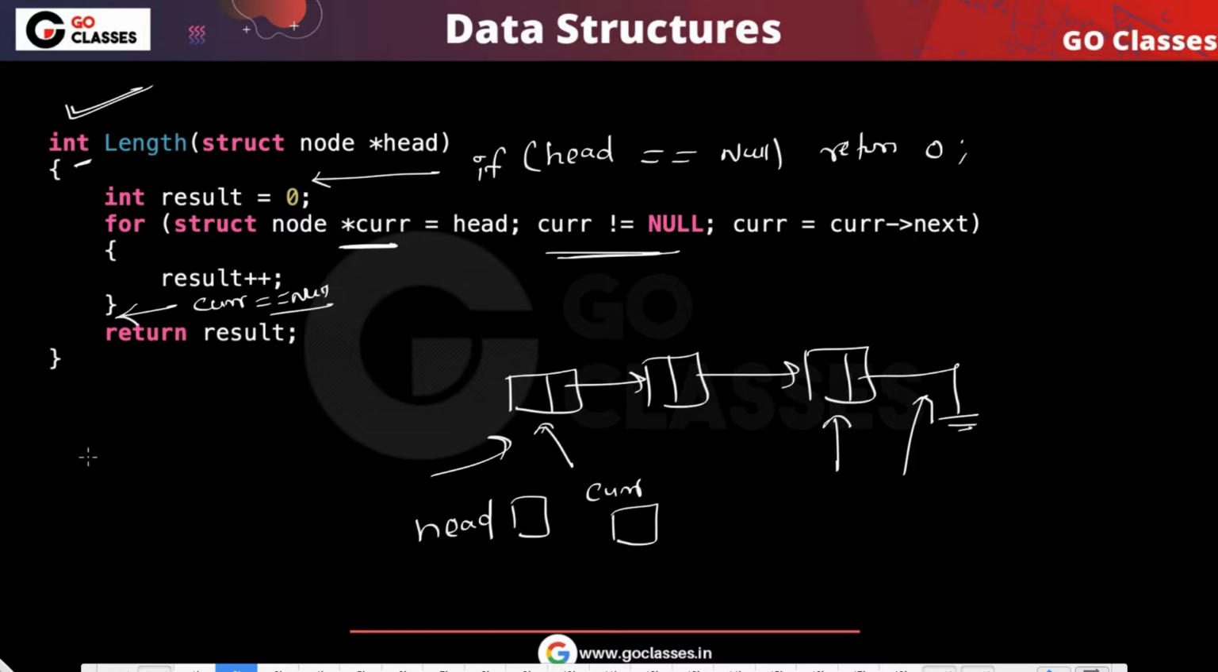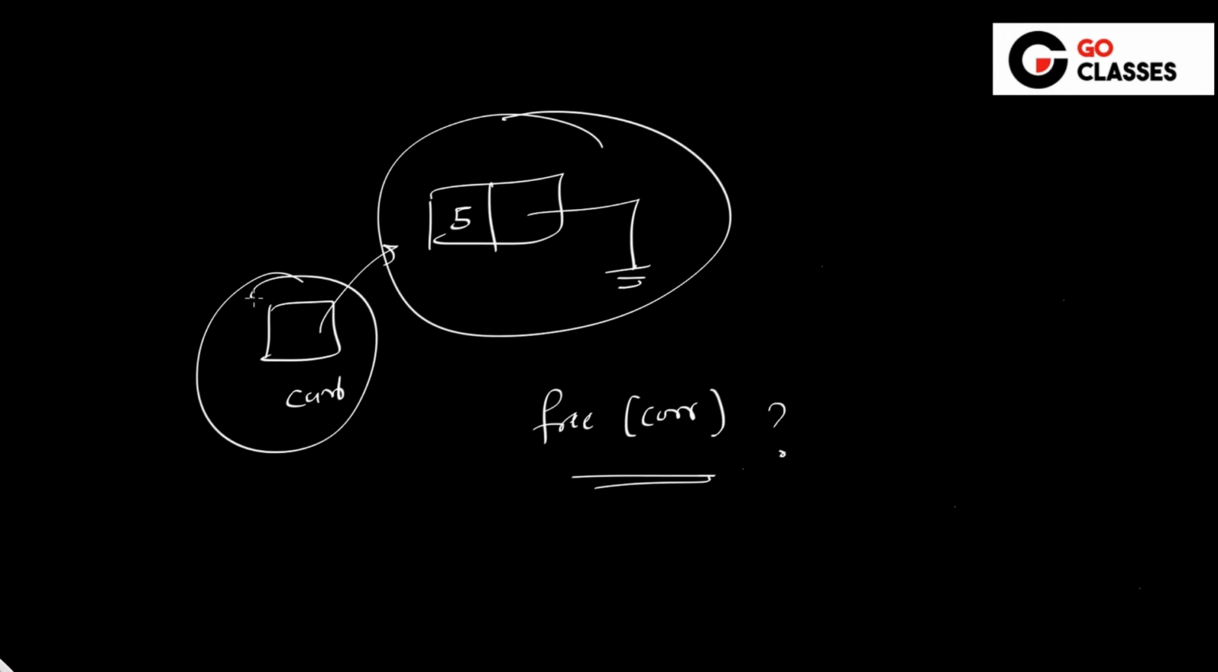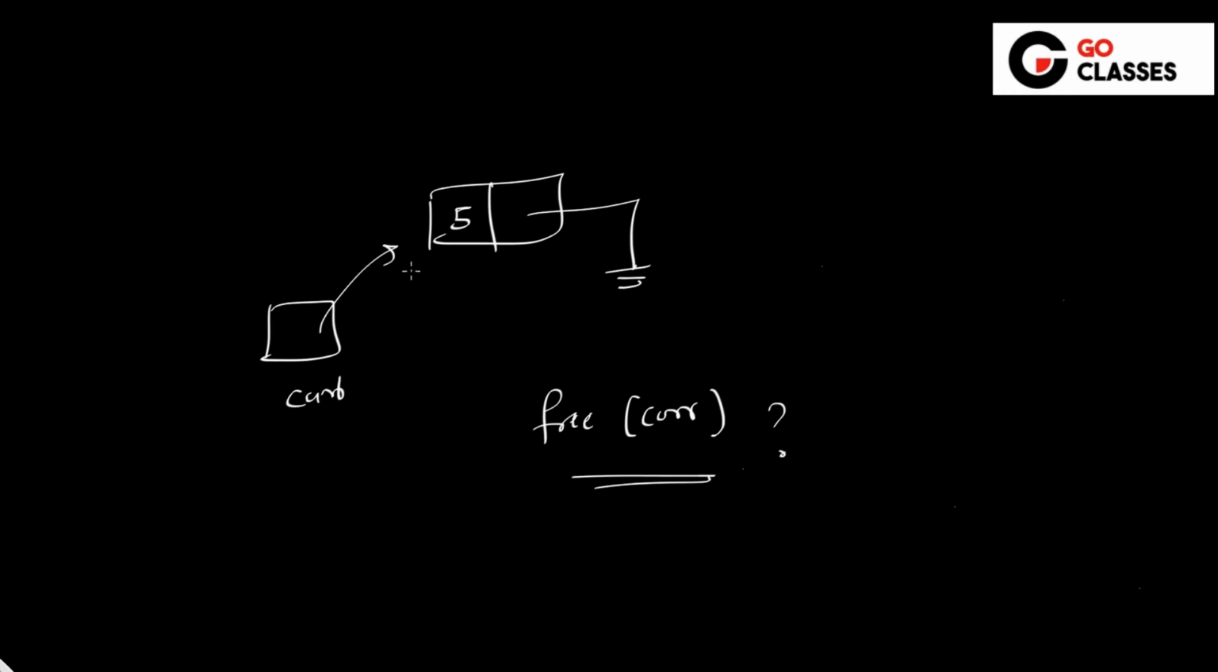Now one more thing I want you to revise. Suppose I'm doing free of head or current or something like this. Let's suppose there is a pointer, current, which is pointing to a node, and maybe this value is 5. Whenever I say free current, what is it actually freeing, this or this? Whenever I say free current, it actually frees up the memory pointed by the current. So basically it is freeing up this, which means now this memory is reusable.